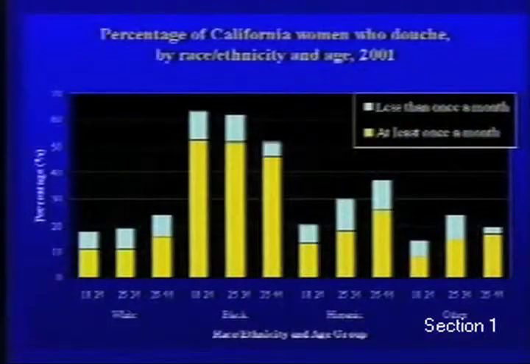I've mentioned a number of things related to knowing your audience in slides previously and some slides to come. This chart, which a colleague in my office prepared recently, is showing the percentage of California women who report douching by race and ethnicity and age. What this chart is showing is that African American women have higher rates of douching and they go down with age, whereas in the other racial and ethnic groups, the proportions are lower and increase with age.